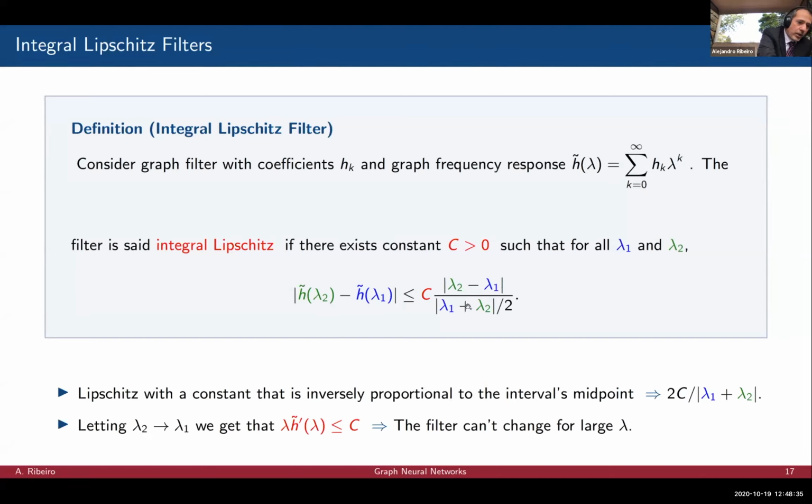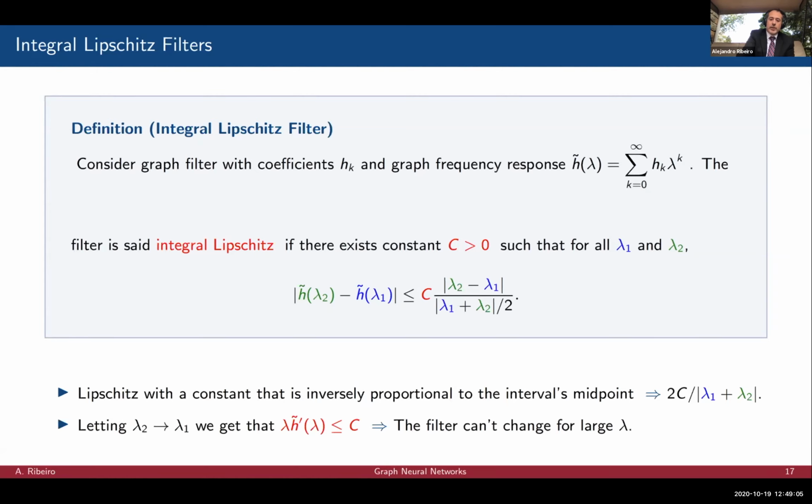And you can think of this quantity intuitively as saying that you want it to be Lipschitz, but with a Lipschitz constant that is proportional to the middle point of the interval that includes lambda1 and lambda2. A more intuitive definition of the integral Lipschitz condition is here, since our filters are differentiable. You can see that this condition implies that lambda times h prime of lambda has to be bounded by C.